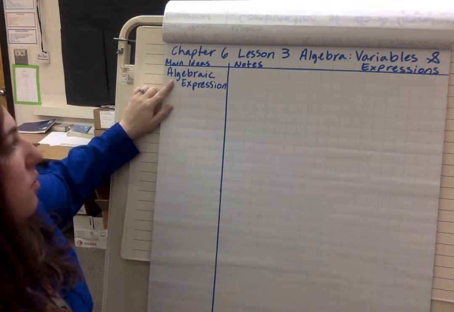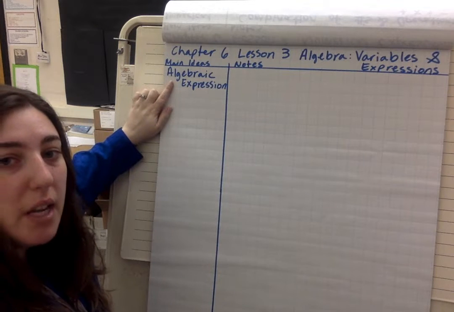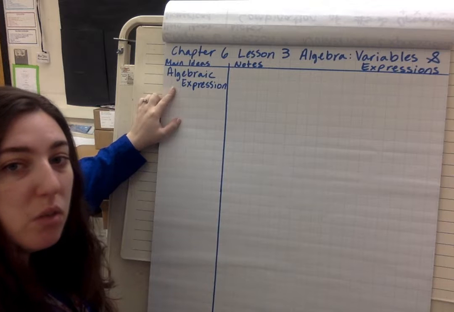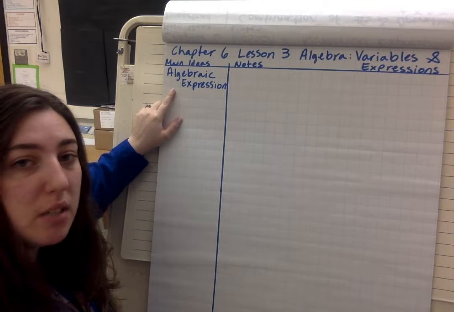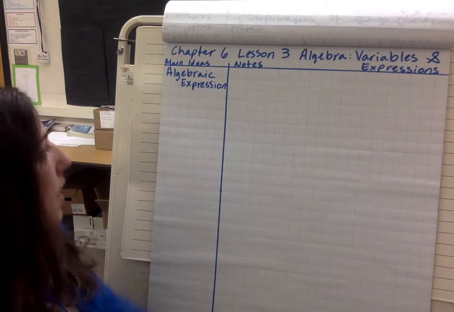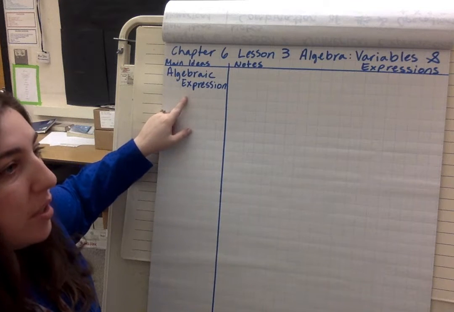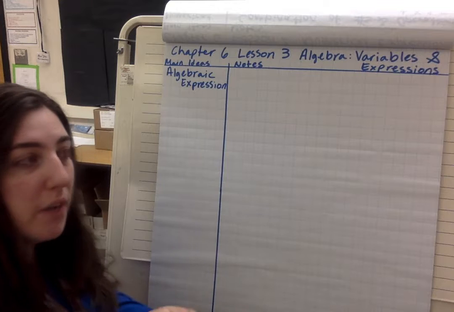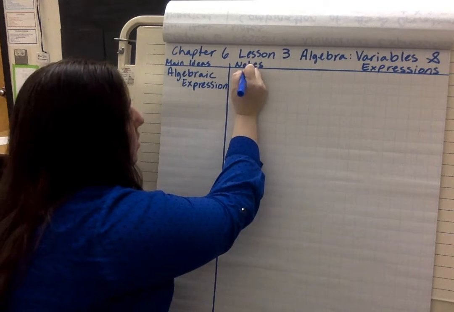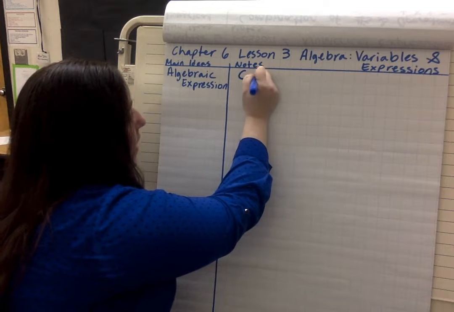First thing we need to write down for our vocabulary is an algebraic expression. We learned in Lesson 2 what a numerical expression is, which is a combination of numbers and letters. An algebraic expression contains at least one variable and at least one operation. Okay, so let's write that down.